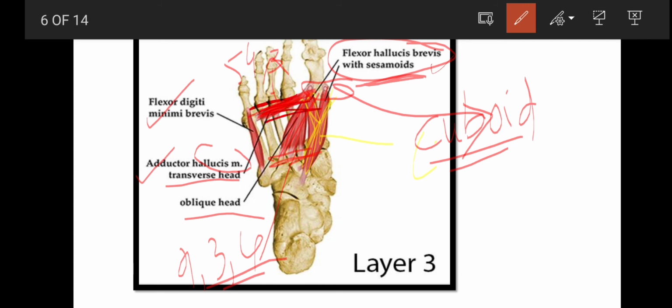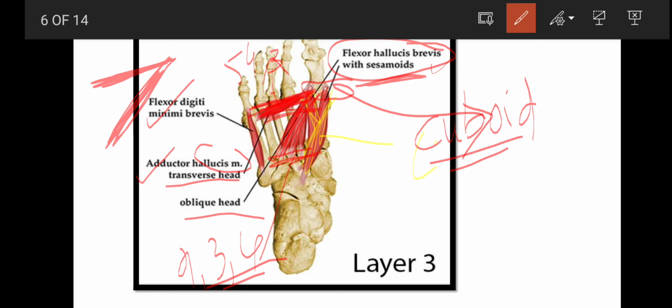As you can find, the transverse is the one which lies transversely like this. This is the oblique one. This is the transverse one and this is the oblique. Then these insert towards the base of the proximal phalanx along with the flexor hallucis brevis muscle.